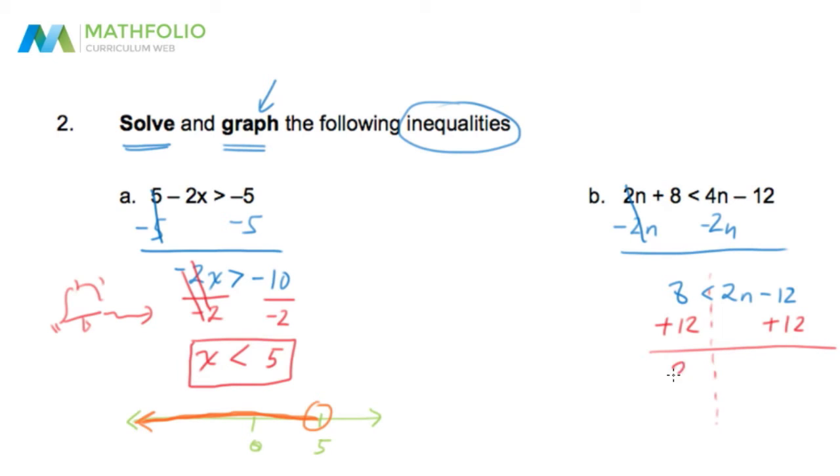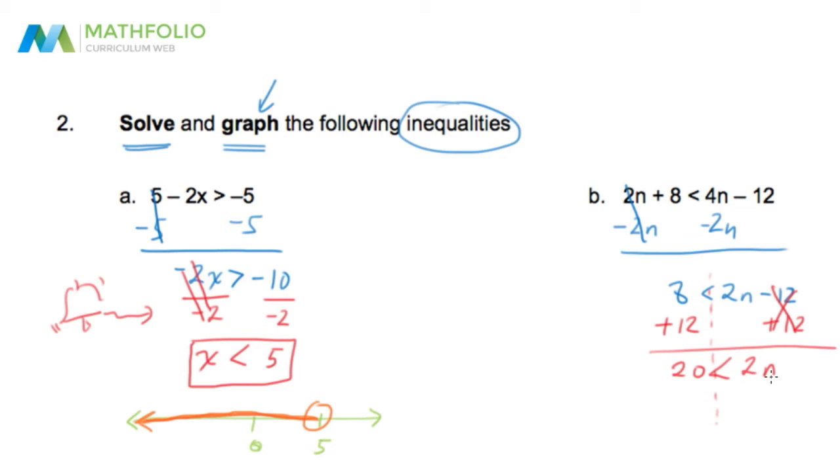8 plus 12 gives me 20. The 12s over here cancel. Minus 12 plus 12 is 0. I'm going to bring down my inequality and put 2n. Notice I didn't flip any inequality here because I did not divide or multiply by a negative number.